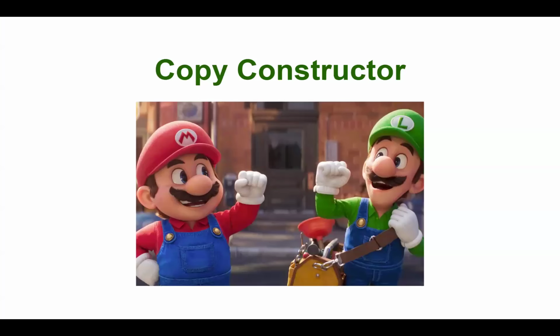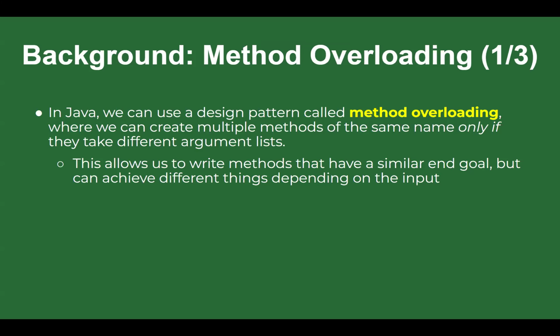Okay, moving on to copy constructors. As a background, let's go over method overloading. Method overloading is when in Java we can use a design pattern where we create multiple methods of the same name, only if they take different argument lists. And this allows us to write methods that have a similar end goal, but can achieve different things depending on the inputs.